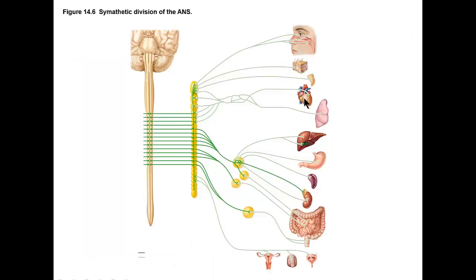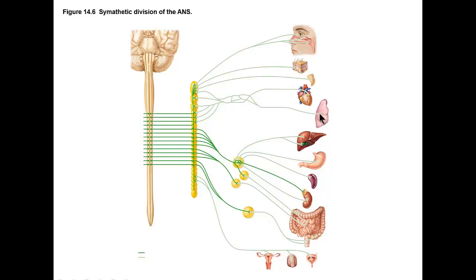Acetylcholine, and the beta-2 will respond to norepinephrine. Very good. So those beta-2 receptors we find on the lungs and most of the other organs. And a good way to remember that, beta-1, how many hearts do we have? One. How many lungs do we have? Two. So think of it that way, beta-1.